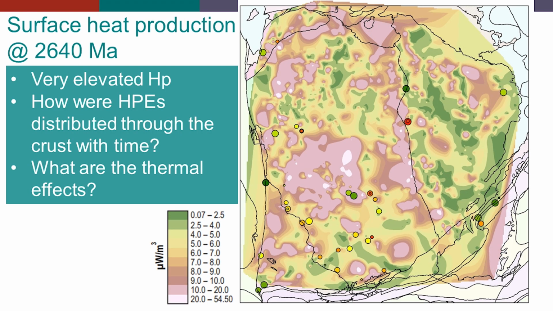Okay, and again, this shows the surface heat production then back calculated at 2640. And again, anything brighter than the darkest green is higher than average modern values. And I mean, anything in the realm of 5+ is extremely high. Okay, well, anyways, so what this stuff begins to tell us is that we're looking at very high heat production. But really what we want to know is what was the depth distribution of these heat-producing elements with time? And what were the thermal effects of that on what we see?